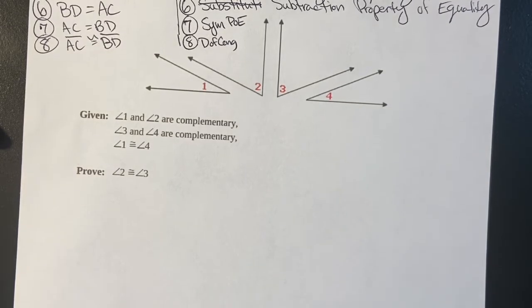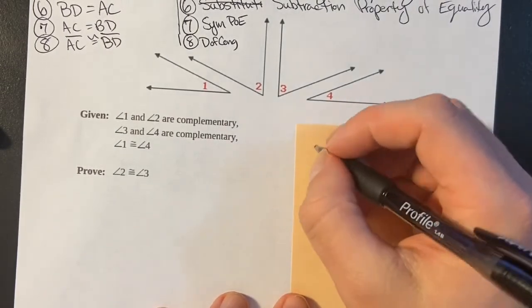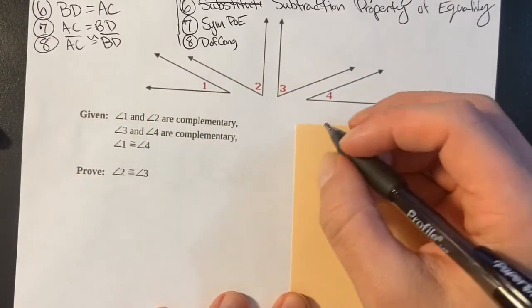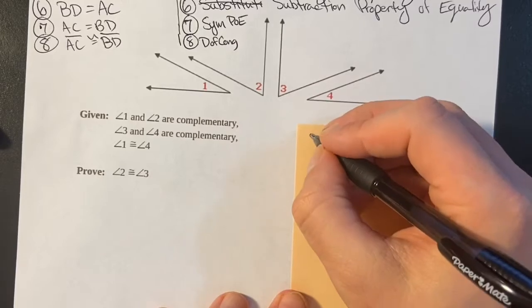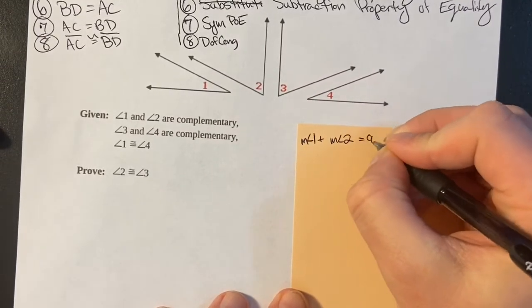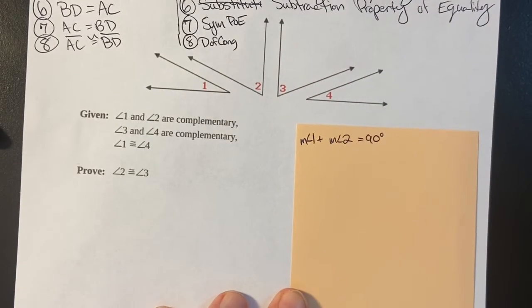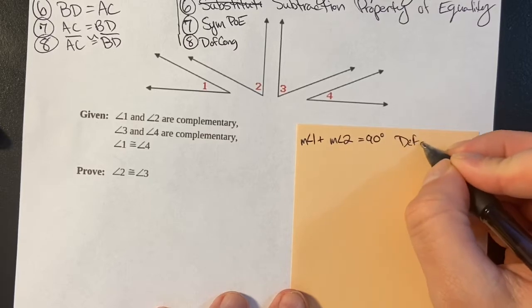All right, similar problem. You'll notice that this problem has the same behaviors as the previous problem. I have lots of givens. From what I'm given, I can say that the measure of angle 1 and the measure of angle 2 add up to 90 degrees, and that's the definition of complementary.